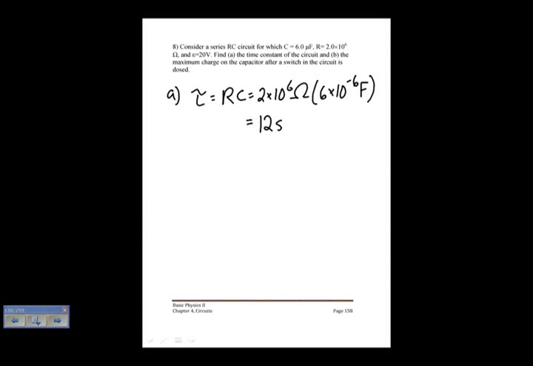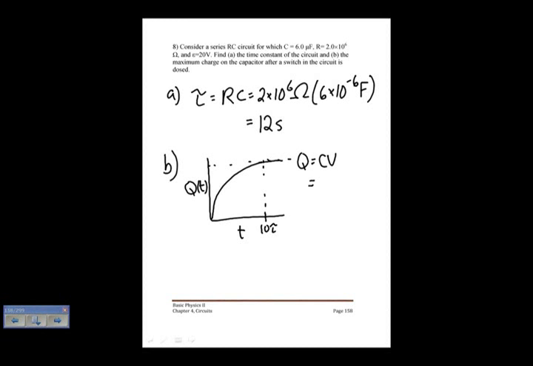So my time constant is 12 seconds, and then the maximum charge on the capacitor after the switch in the circuit is closed, not dosed, it should be closed. So this is when I'm charging the circuit. When you charge a circuit, if I plot the charge versus time, it's going to look like this. After approximately 10 times the time constant, so in this case after 120 seconds, we're going to reach some maximum charge. And that maximum charge is just C times V.